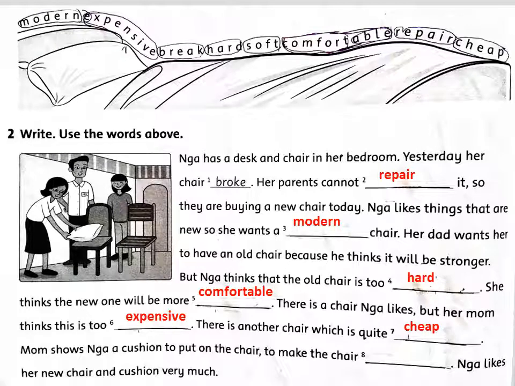Mom showed Nga a cushion to put on the chair to make the chair not hard, soft. Good. Nga likes her new chair and cushions very much. We have finished homework in part 2 very well. So to relax and reinforce your knowledge, let's move on to a game.